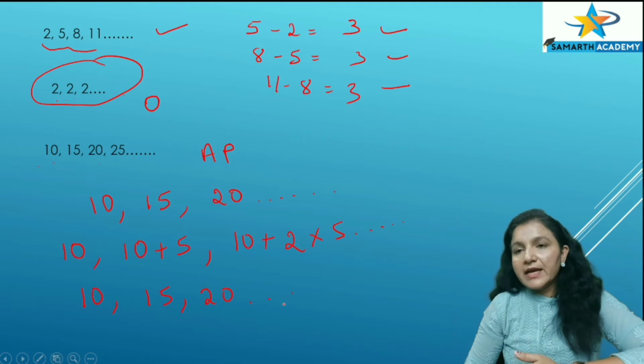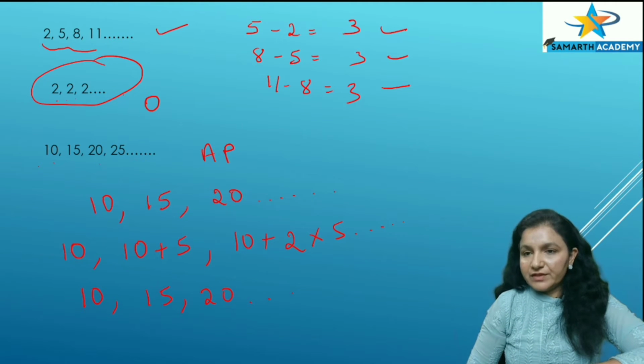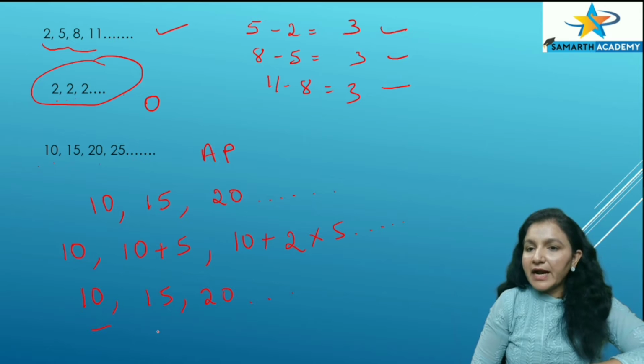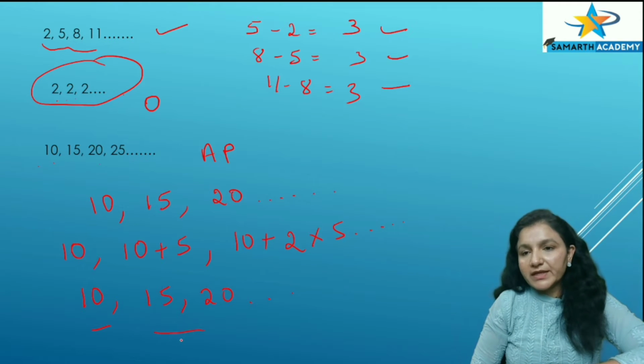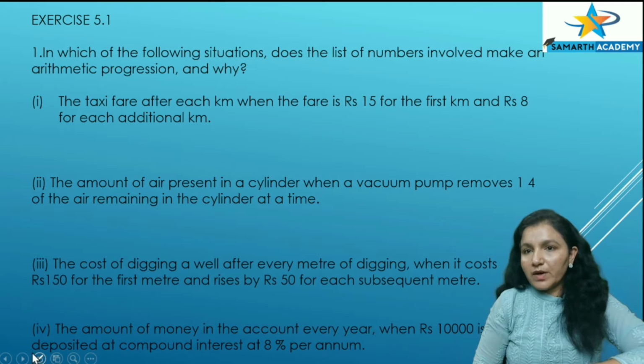So what is an AP? AP is a set of numbers that differ by a common difference. If we know the first term and we know the common difference, we can write as many terms of AP as asked. Let us start the exercise 5.1.